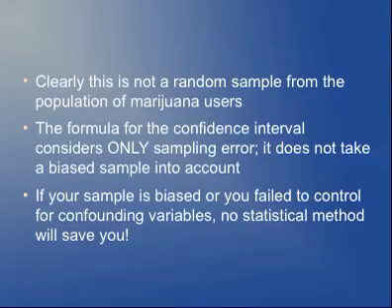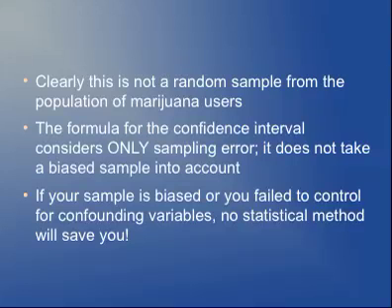Obviously, this is not a random sample from the overall population of marijuana users. These people who use it for religious reasons are probably not representative for various reasons. And the formula for the confidence interval considers only sampling error. It doesn't take a biased sample into account. If your sample's biased, if you don't consider confounding variables, it does not matter how large your sample is, what statistical method you used, you're dead in the water straight out of the gate.